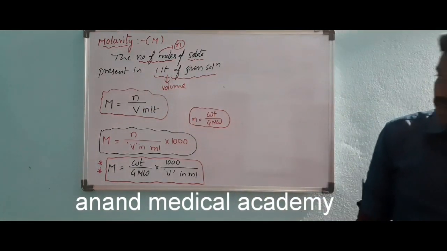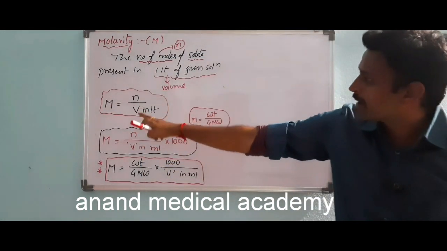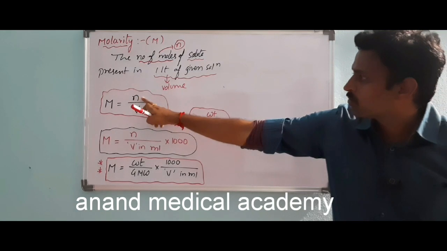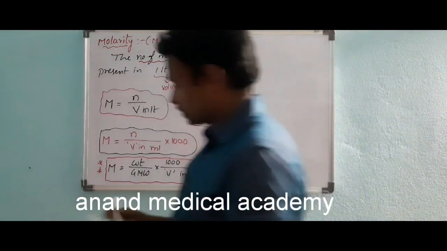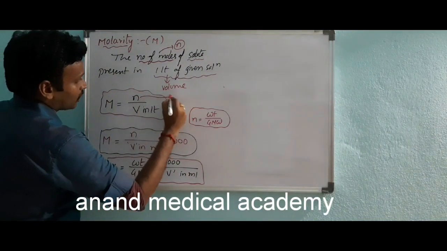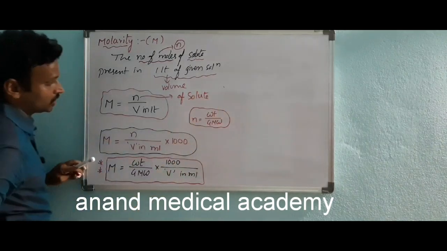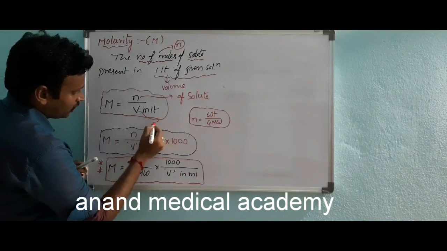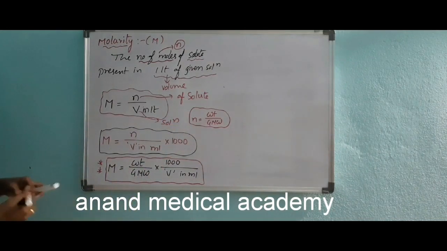Mathematically you can write M is equal to n by V, number of moles of solute by volume of solution. I'll write very clearly here. These are the number of moles of solute and this is the volume of solution. So here number of moles of solute I am using and volume of solution I am using.